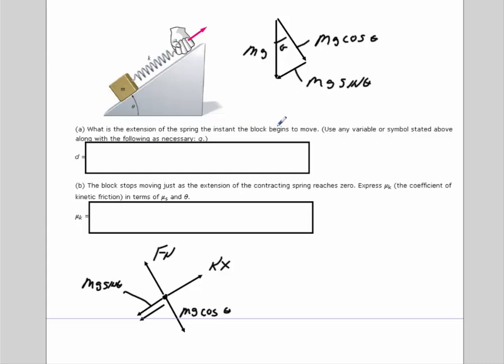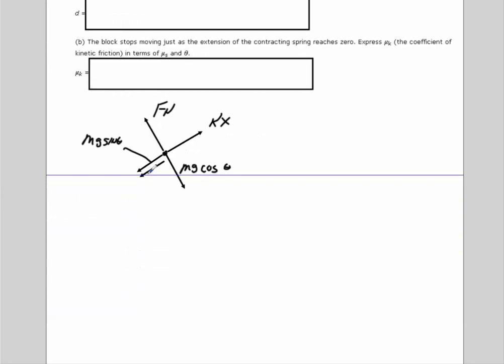Okay, so now the question basically says what's the extension of the spring the instant it begins to move. So the instant it begins to move, we're talking about the static coefficient of friction. So this value here would be your F normal. F normal would be the same thing as mg cosine theta. So we'd have mg cosine of theta times mu of s.